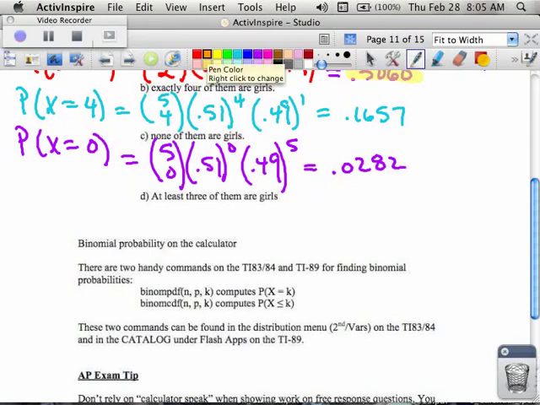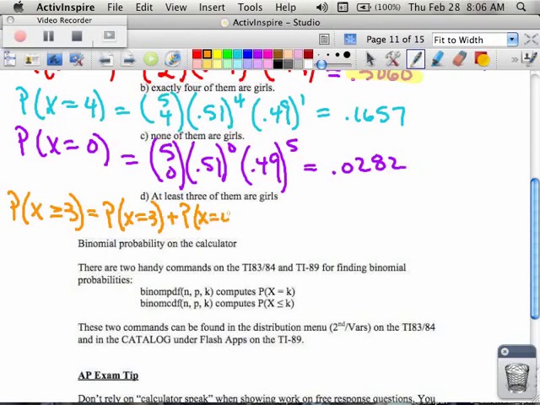Now the last one out of all of these is the one that might be a little bit tricky. Gotta kind of think about what's going on. When you're talking about the probability of at least 3 of them being girls, that means X is greater than or equal to 3. This is talking about the probability of X being 3 plus the probability of X being 4 plus the probability of X being 5.